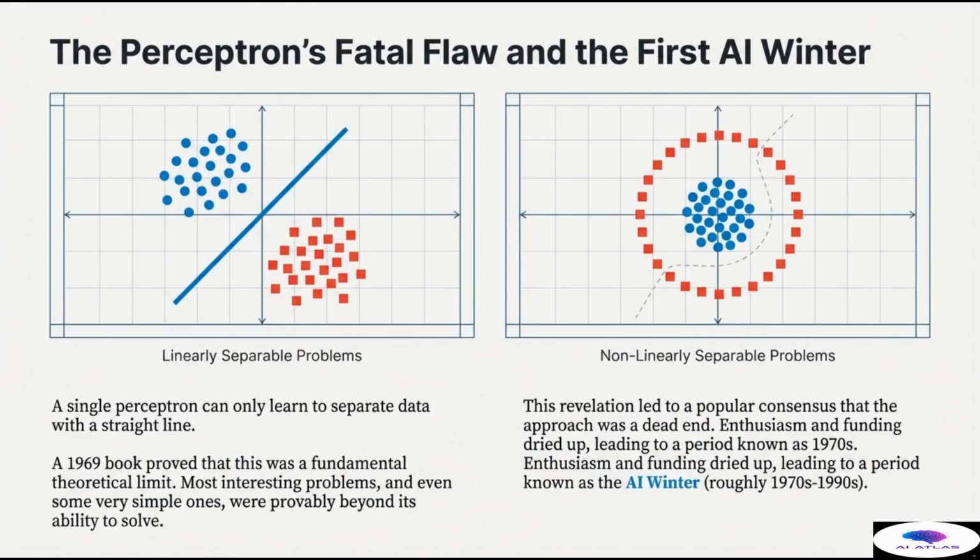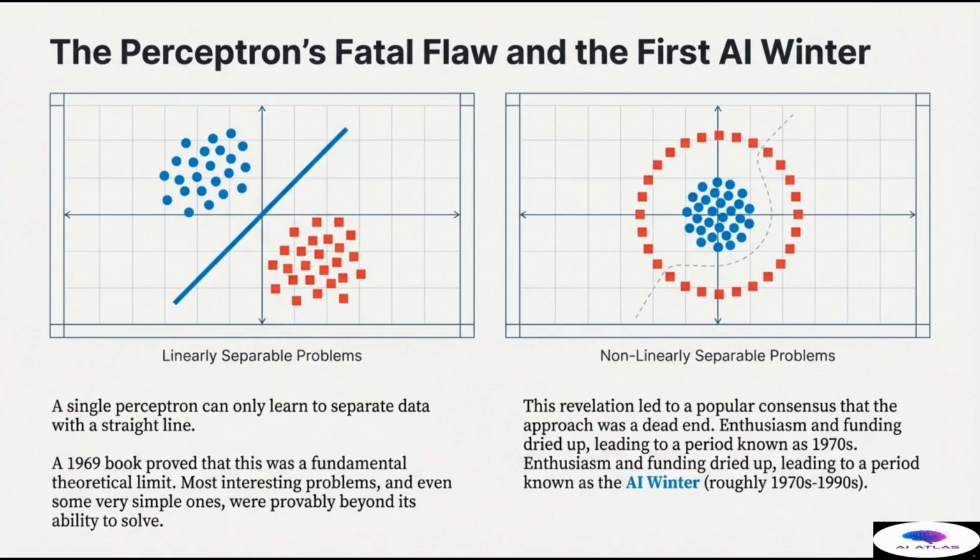Despite the initial enthusiasm surrounding the perceptron, its inherent simplicity ultimately led to its downfall and ushered in a decades-long decline in AI research, famously known as the first AI winter. The problem stemmed from what we call the perceptron's fatal flaw. It is limited to solving only linearly separable problems.